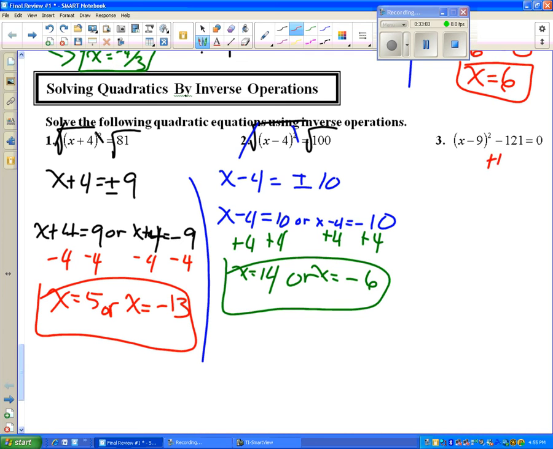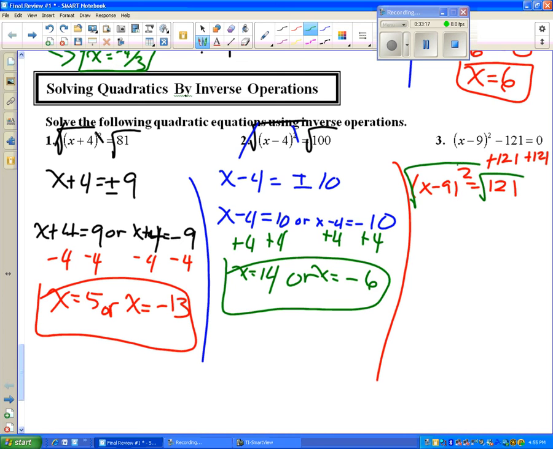Add 121 to both sides to get the x minus 9 squared by itself. Now, I can square root both sides. The square and the square root cancel. I have x minus 9 is equal to 11. The other square root of 121 is also negative 11. Two problems. X minus 9 is equal to 11.